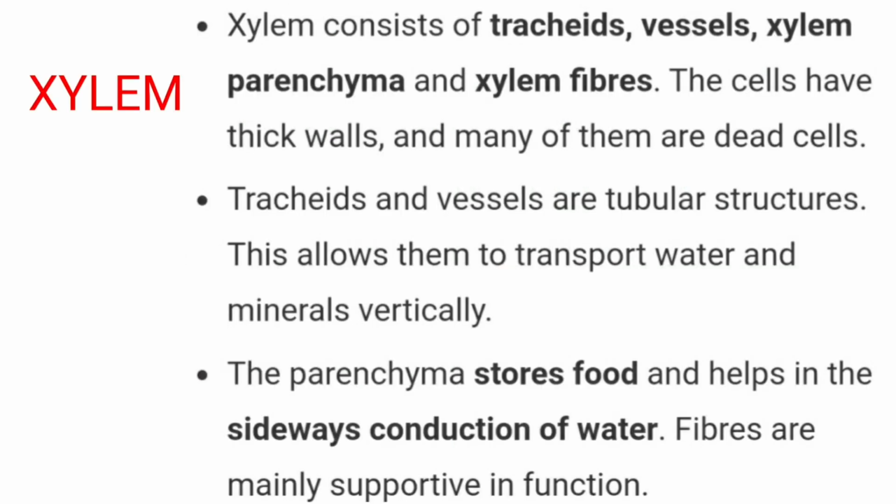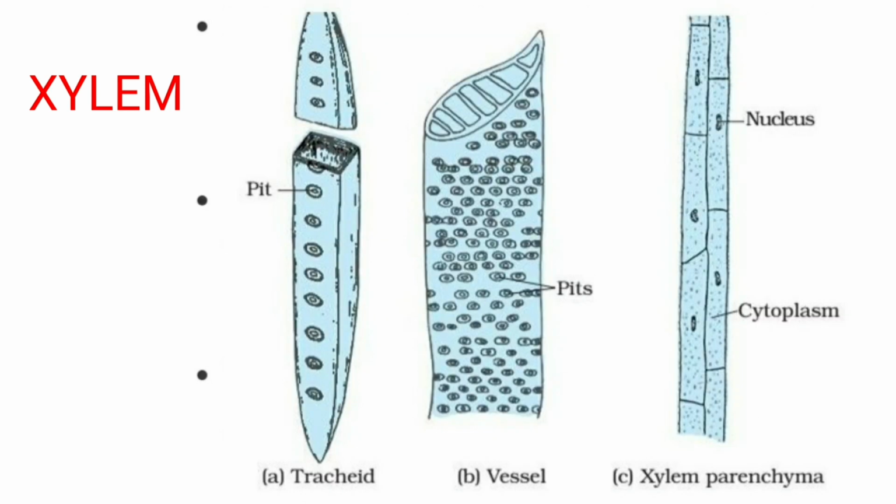Xylem. The cells of xylem have thick walls and many of them are dead. It is responsible for the transport of water and minerals from roots to other parts of the plant. Xylem consists of various types of elements: tracheids, vessels, xylem parenchyma and xylem fibers. These are the four elements of xylem.